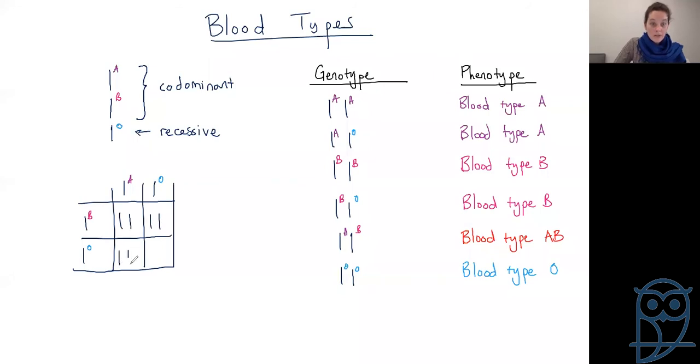Well, all of them would have 2 alleles. And then we can fill in. This one would have an A, and this one would have an A. This one would have a B, and this one would have a B. This one would have an O. This one would have an O. And then coming across, we'd have an O and an O. And look at that. We've again got pattern.